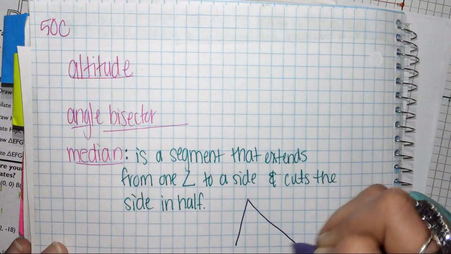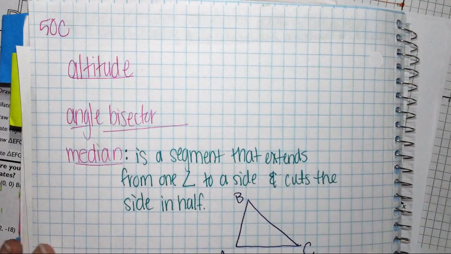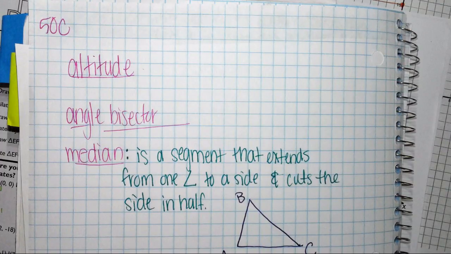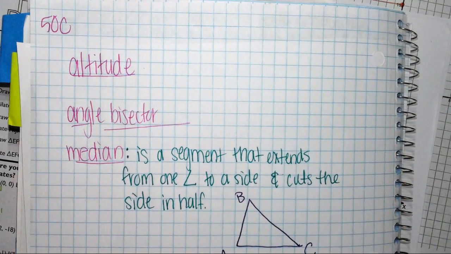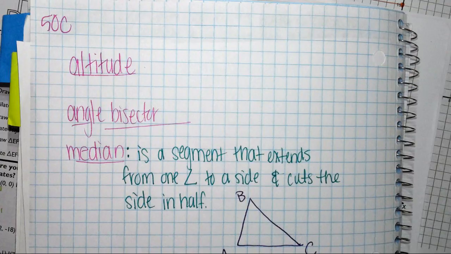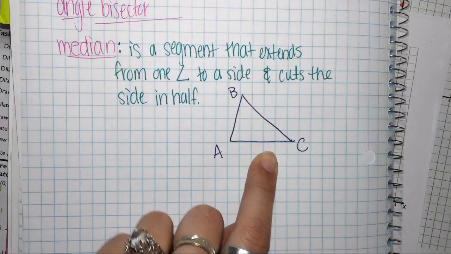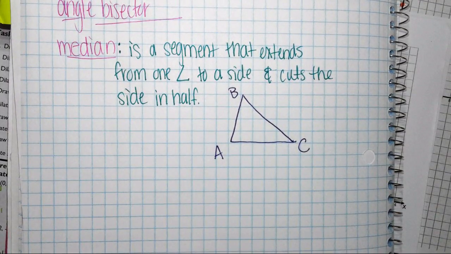So if I have this triangle right here, and I'm going to call it triangle A, B, C. We may put more triangles down at the bottom, but that's it. Alright, so we have a triangle ABC. And I want to draw a median from B to AC. What does it need to do to AC? It needs to cut it in half.